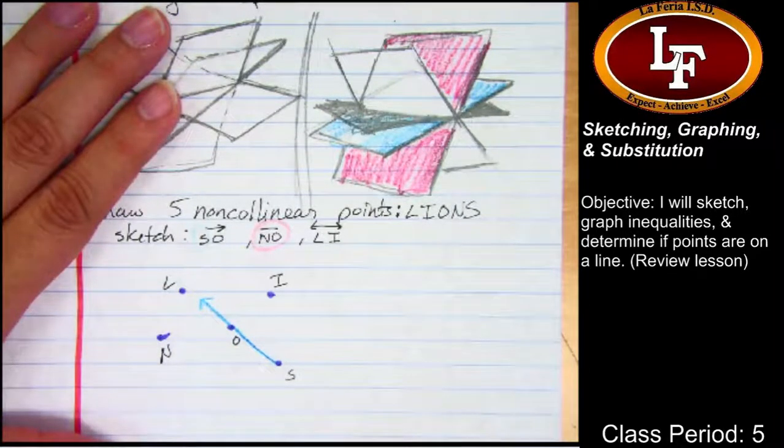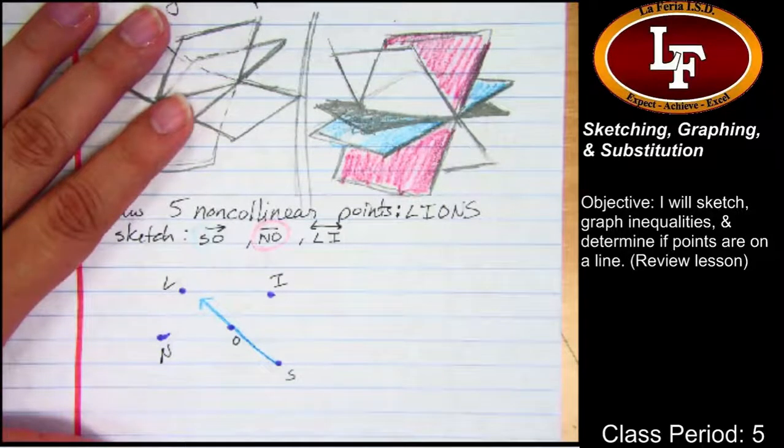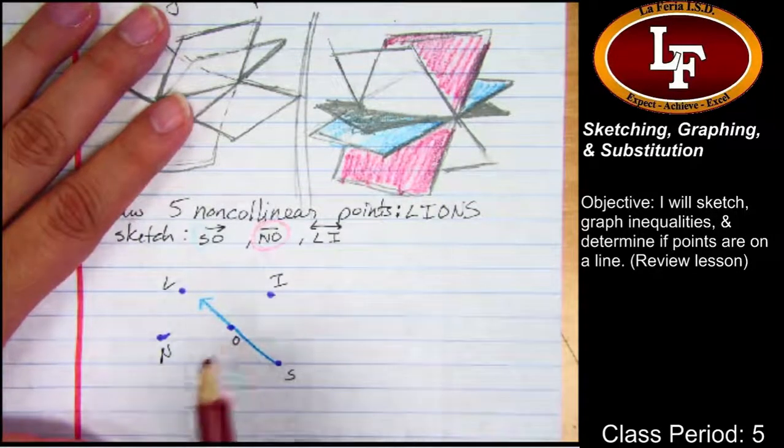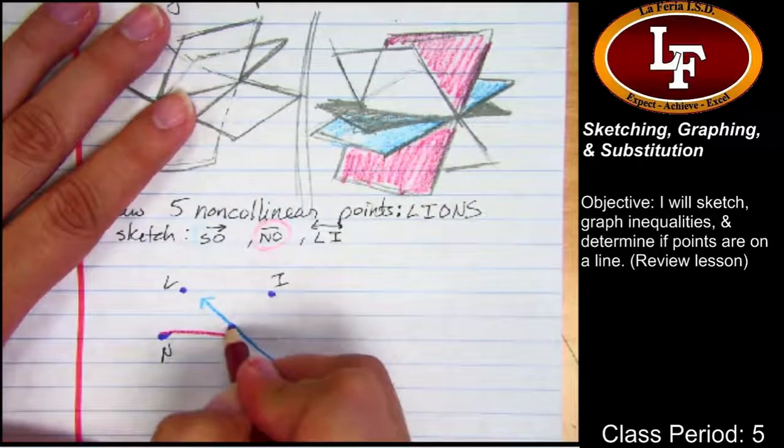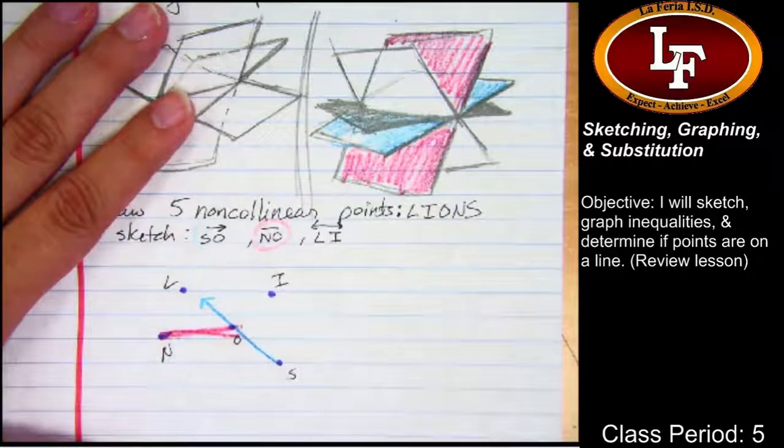All right, this, what's that? Line or line segment? Line segment, because there's no arrows. So it's going to start at N and end at O. Oops, I missed. There, that's what I meant to do.